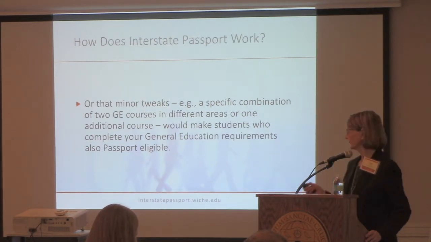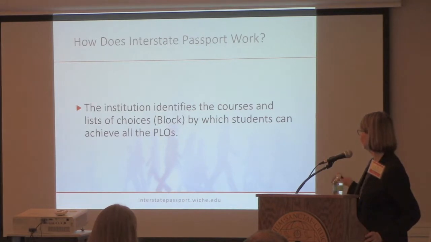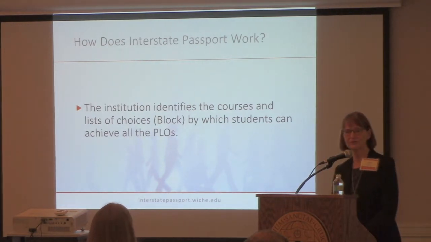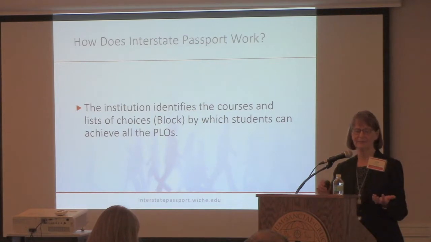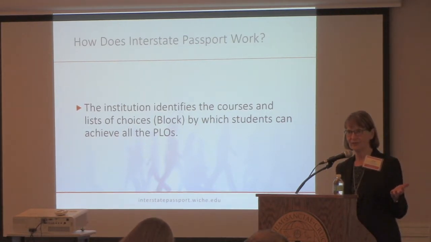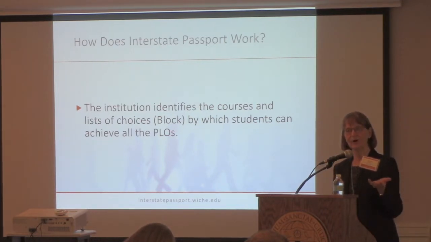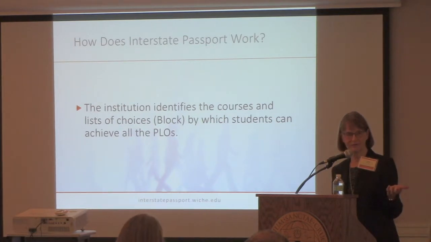And typically, how does the institution identify the courses and the lists of choices by which a student can achieve the learning outcomes? How do they do that? A lot of institutions will usually gather, for example, their general education committee, or they will go to the faculty in their different disciplines or colleges within a university that offer the lower division general education courses.